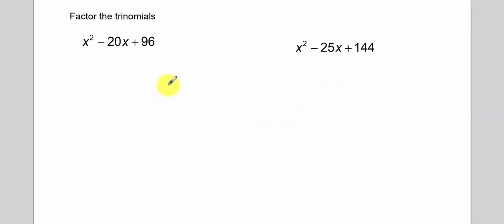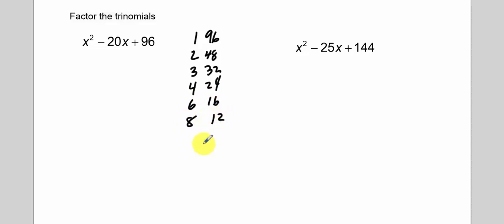Let's keep going. These numbers are going to be a little more challenging because we don't necessarily know all of our multiples of 96, and you'll likely have a calculator to do all this. So again, let's start listing all those multiples. We've got 1 and 96, 2 and 48, 3 and 32, 4 and 24, 6 and 16, and 8 and 12. And we're looking for which ones get us a 20.